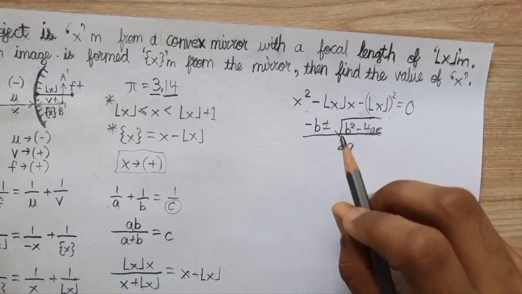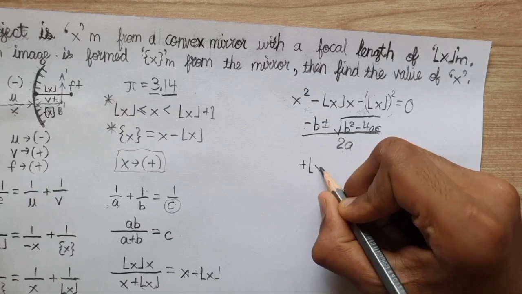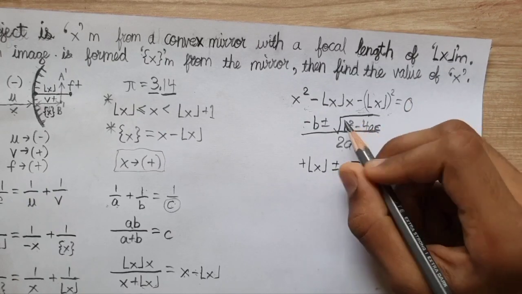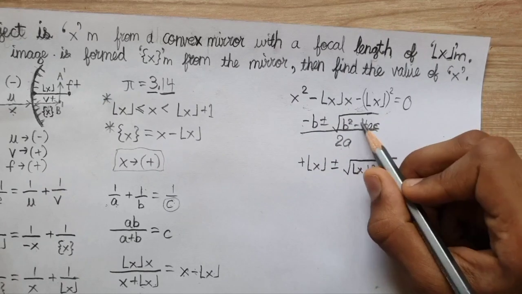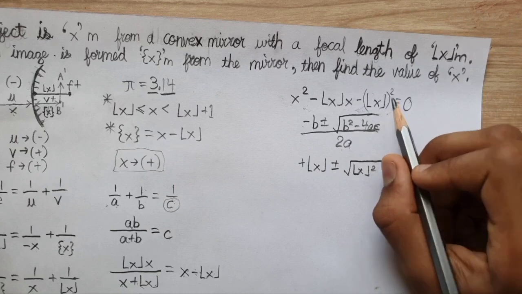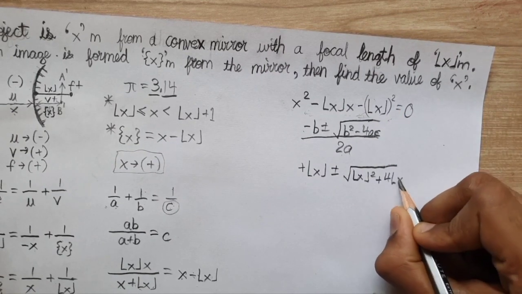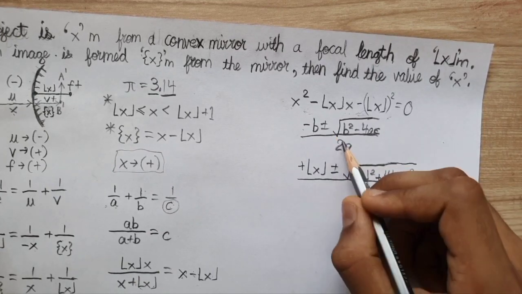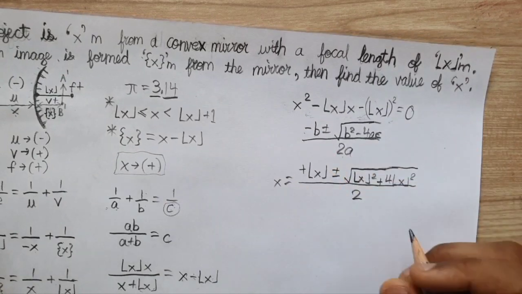So substituting the values, minus of minus floor of x gives us plus floor of x, plus or minus root b squared happens to be floor of x whole squared, minus 4 into 1 into minus floor of x whole squared gives us plus 4 floor of x whole squared, by our a is 2, so we can directly write 2 here. This is our x.